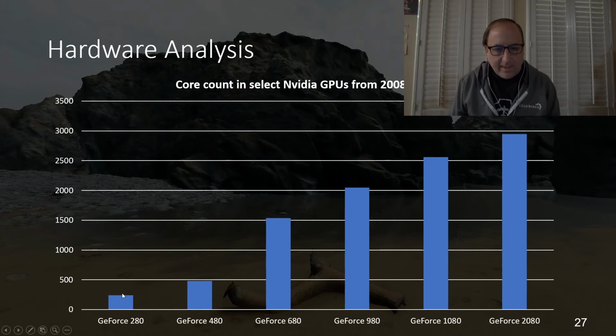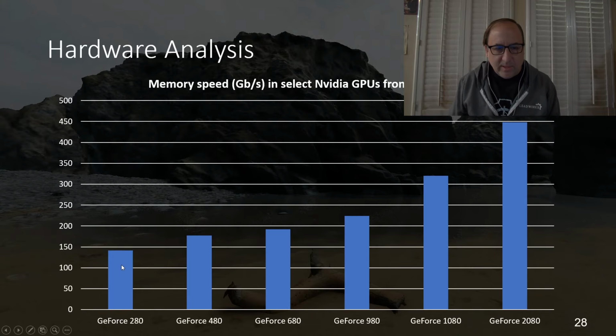So here's the core counts for some NVIDIA GPUs between 2008 and 2018. You can see that it goes up 10 times. Here's the memory speed on the same cards. It only goes up 3 times. Interesting.